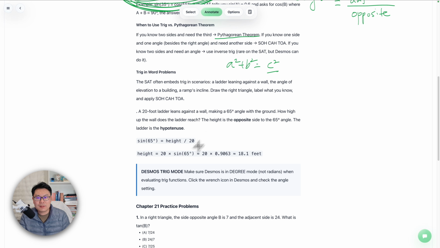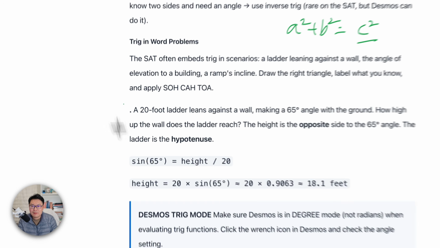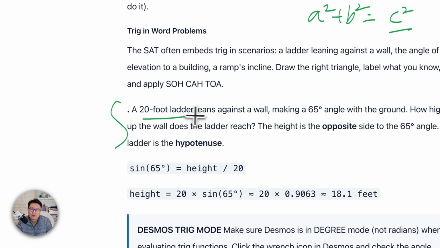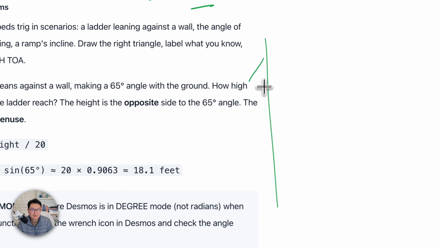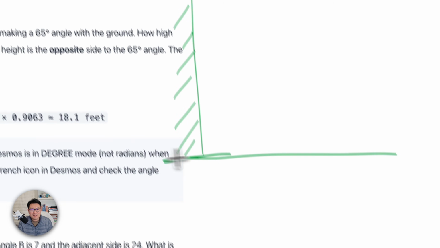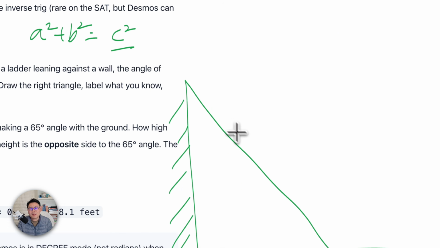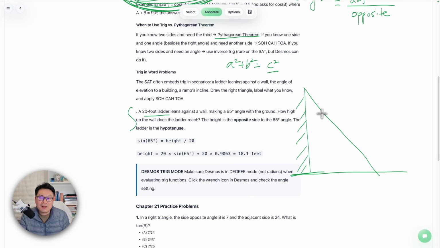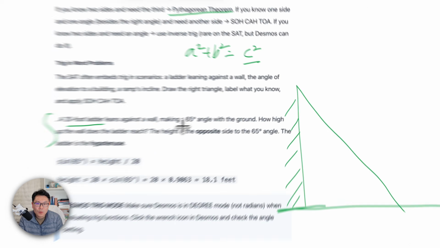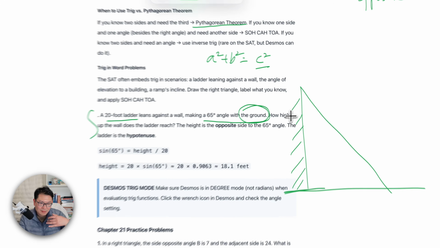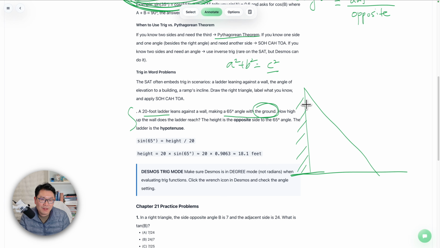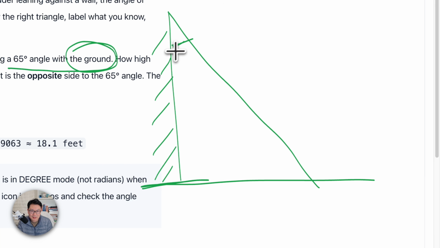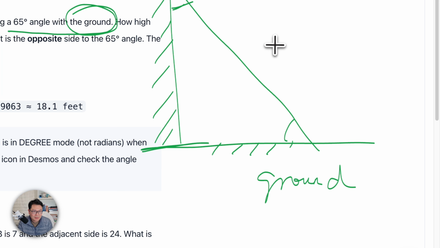We can use trigonometry to solve a lot of real world problems like this one here. A 20-foot ladder leans against the wall. I just say this is a wall. It's supposed to be perpendicular to the ground, and for the ladder I'm just going to use one line. The ladder is leaning against the wall, making a 65 degree angle with the ground, not with the wall. A lot of people read problems very fast and think this angle is 65 degrees. That's not true. The ladder with the ground is here, ground, and this is the ladder. This angle is 65 degrees.